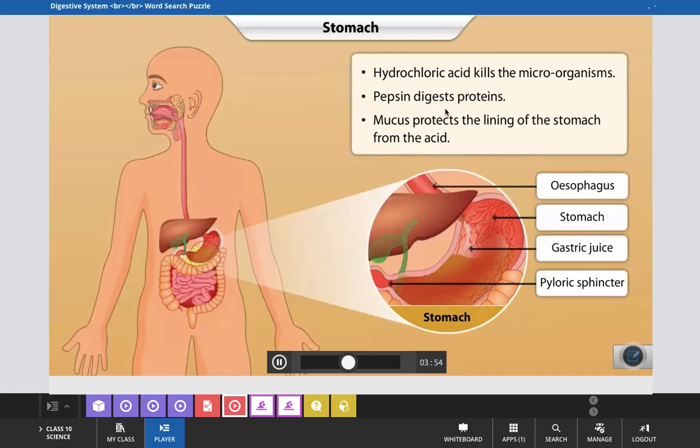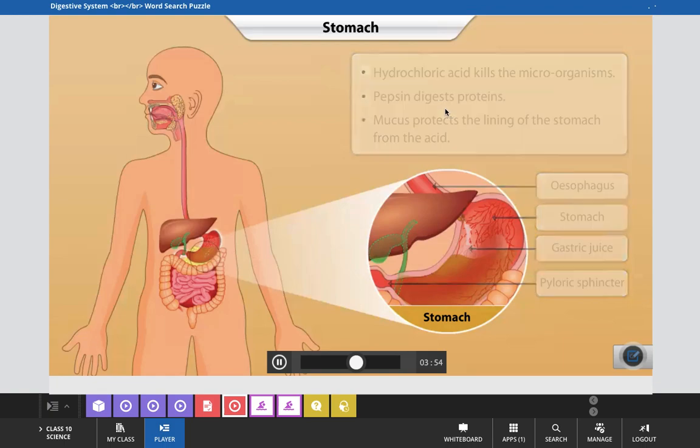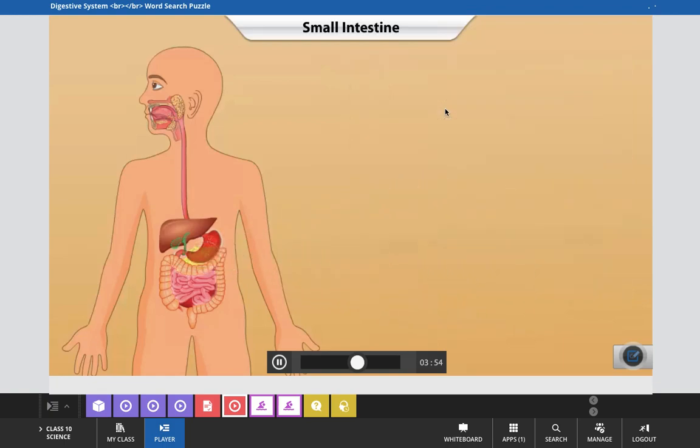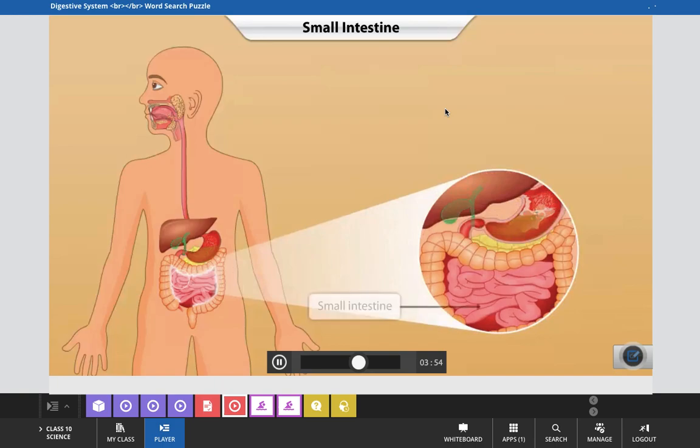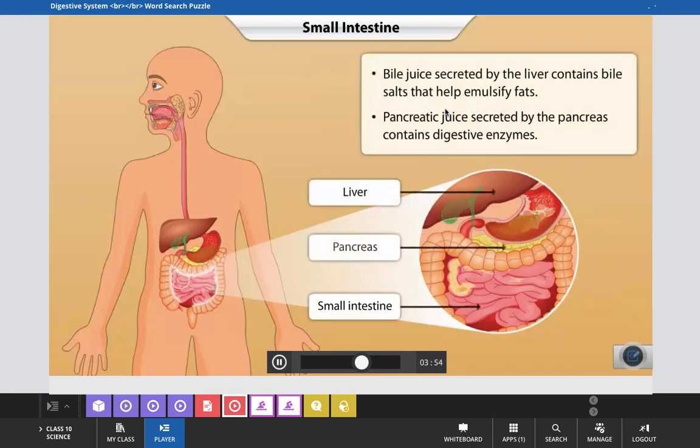Once food is digested in the stomach, it is passed into the small intestine. The muscle that controls this flow is the pyloric sphincter. The food is completely digested in the small intestine, which is a 6 to 7 meter long coiled tube. Secretions of the liver and pancreas are released into the small intestine, which digests the food further.